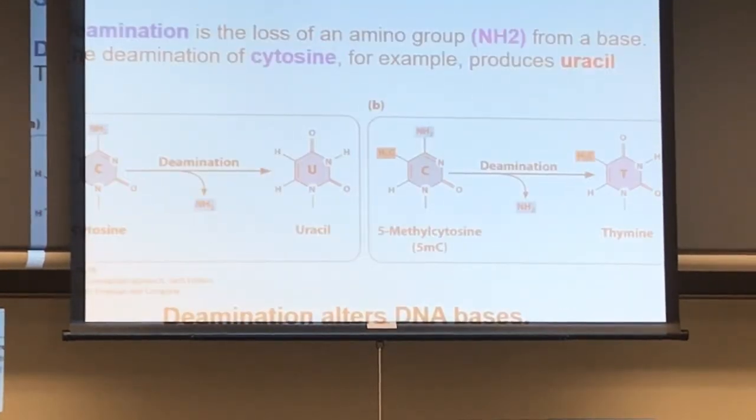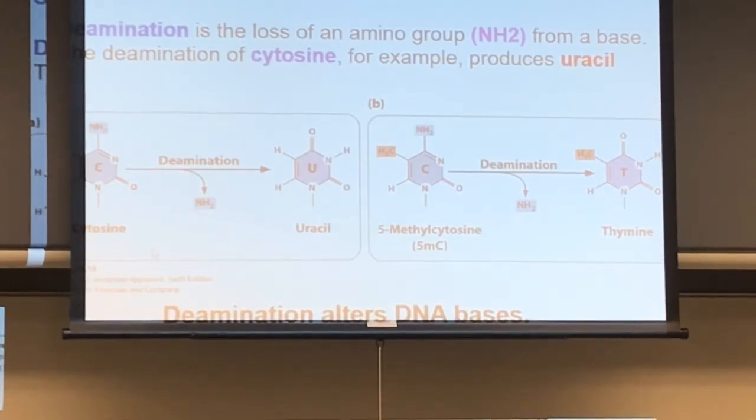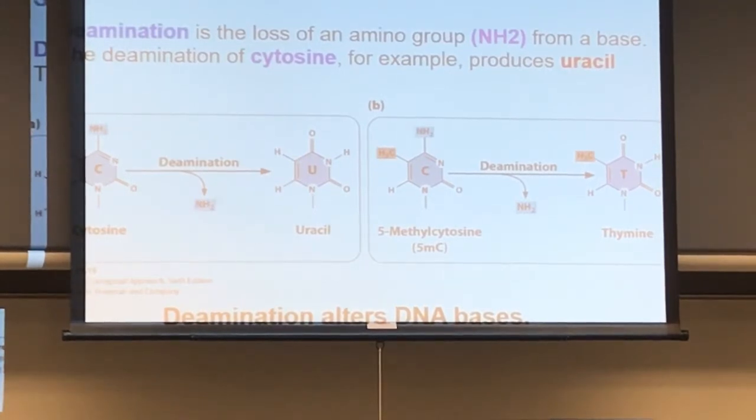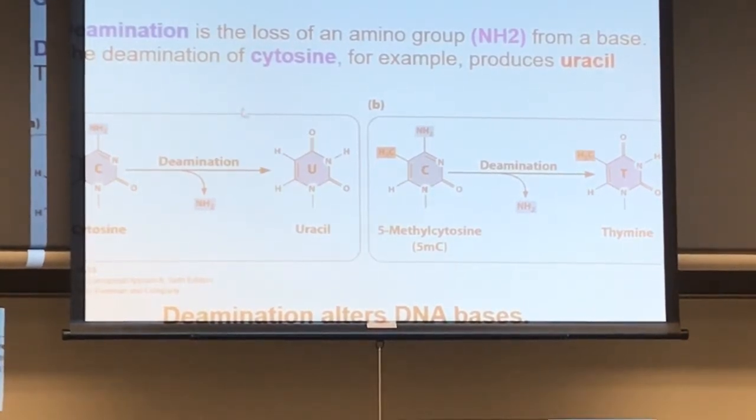The other classification for spontaneous mutations is deamination, where sometimes an amine group is actually removed from one of these bases. Cytosine has an amine group. If the amine group is lost from cytosine, cytosine all of a sudden becomes uracil, because the difference between cytosine and uracil is that cytosine has an amine group and uracil does not. Loss of an amine group suddenly makes the cytosine into a uracil. This is referred to as deamination.